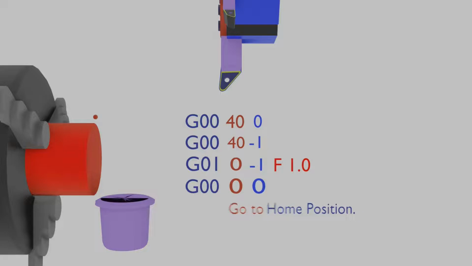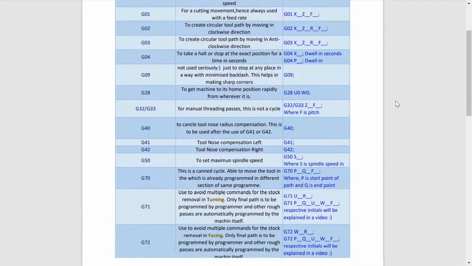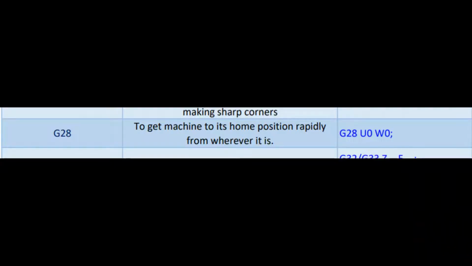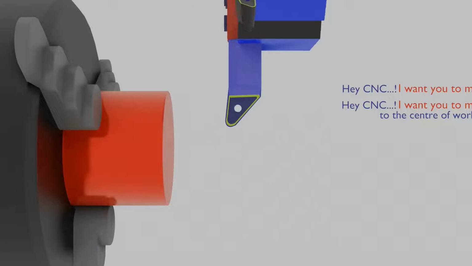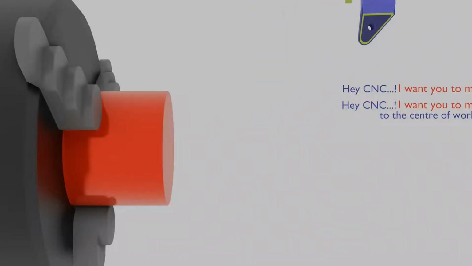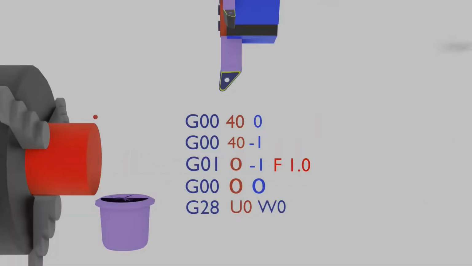And for getting to the home position, actually there is a specific code as well. Just scroll down a little bit and here you can find G28, return to the home position. Now the machine will go to this position after completing the program. And if I insert G28 at the start of the program as well, it will look awesome. I mean starting and ending at the same point. Looking like a perfect cycle, isn't it?